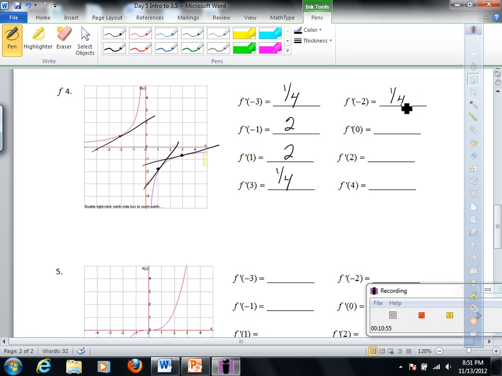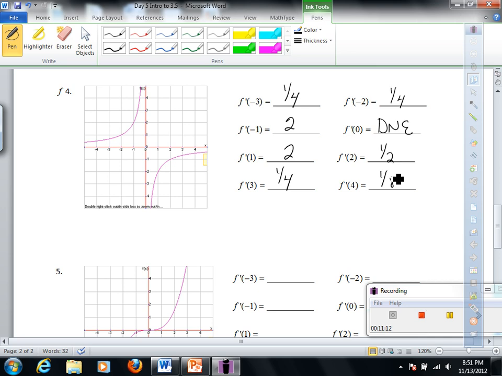It doesn't matter. At 0, it does not exist because it's not continuous at 0. There's a break in the graph. I estimated f of 2 to be 1/2, and I estimated f of 4 to be 1/8. Anything in there, estimations.